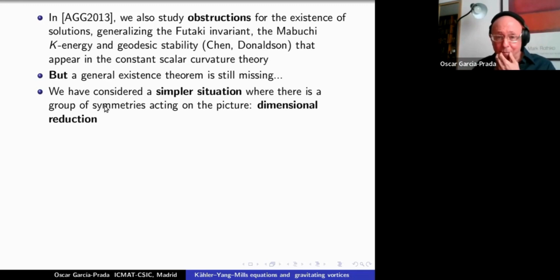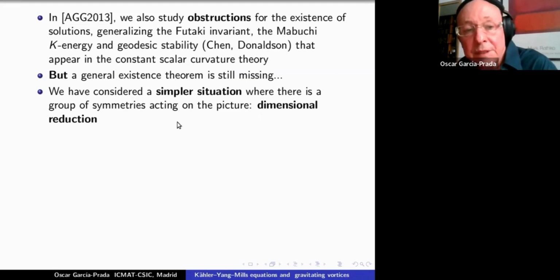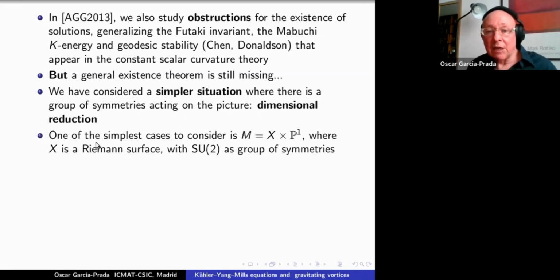And so what we have done, this is something very common in gauge theory and also inspired by the physics of it, is the study of solutions with symmetries. That goes under the name of dimensional reduction. Perhaps one of the simplest cases you can consider is to take our complex manifold M to be a product of a compact Riemann surface X by the Riemann sphere. And then the group of symmetries that we are considering is SU(2) acting on P1 in the standard way and trivially on X.